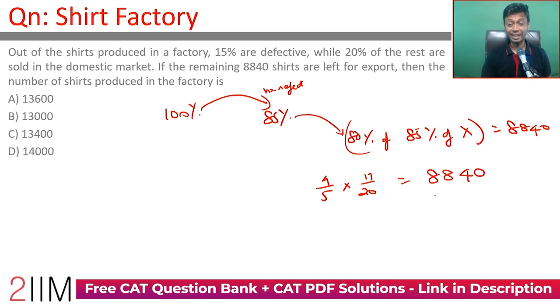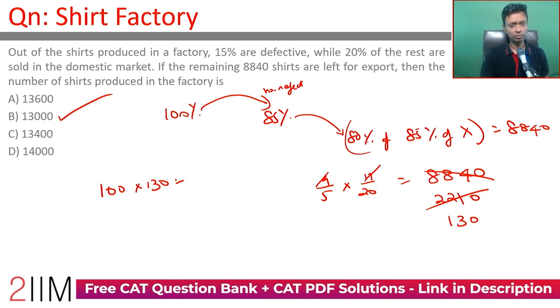You're through. You're given a calculator, but you probably don't need this. Cancel the 4, 884 divided by 4 is 221. 221 is 17 into 13. So cancel this off. This is 130. 5 into 20 is 100. 100 into 130 is 13,000. This is the number you're looking for.